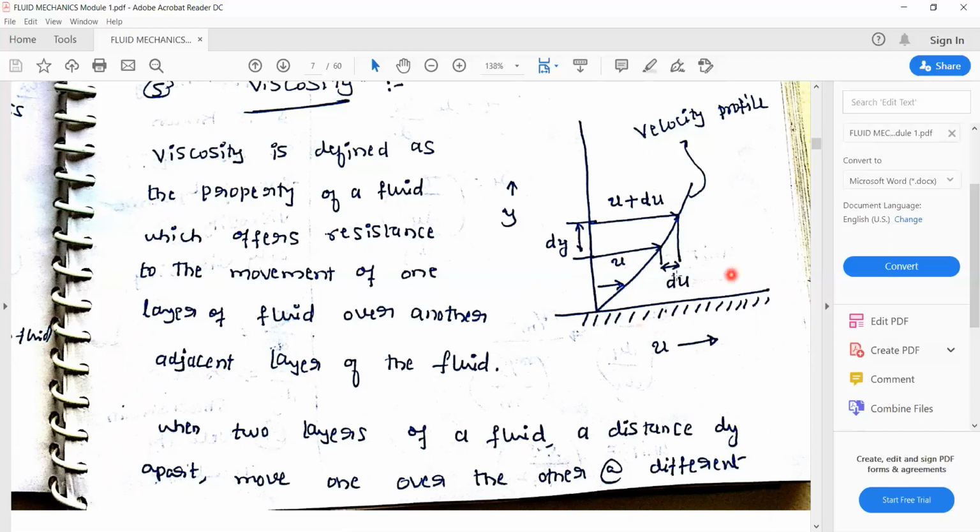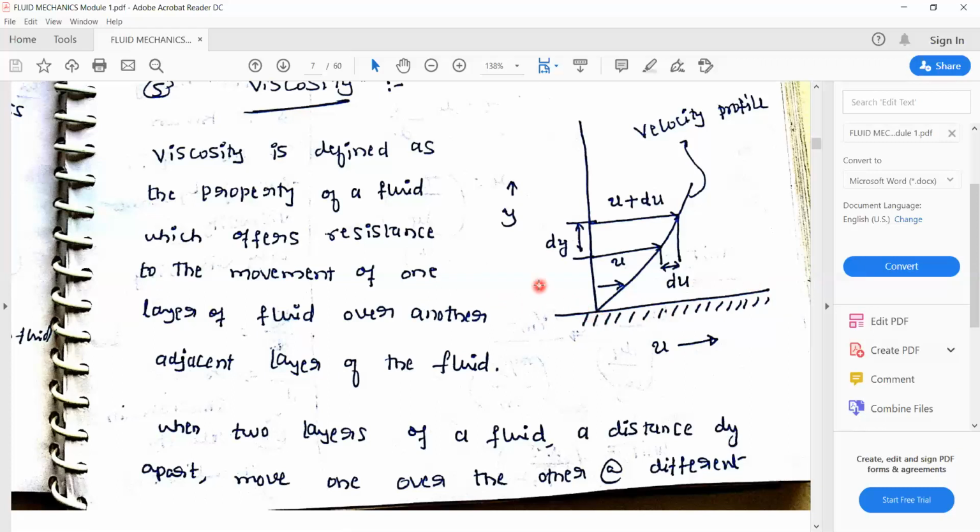For example, we can consider this example. Just consider y-axis as distance and x-axis as velocity. Consider one plate, and air is flowing over it like this, or water, you can consider anything. Whenever the air starts flowing over this plate, the very first layer of the fluid will stick to this solid boundary. Why? Because this is a stationary plate, that means it is not moving.